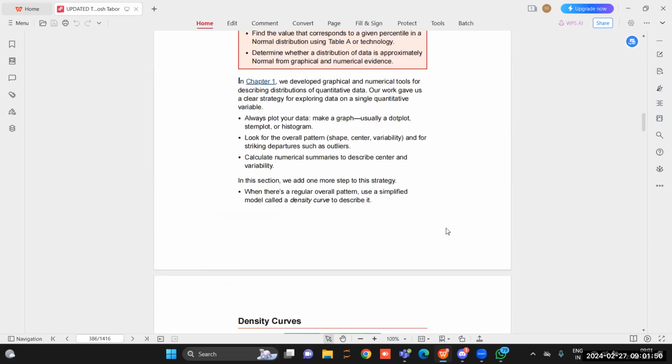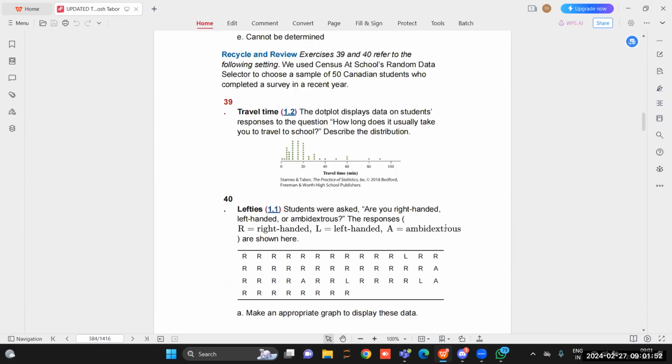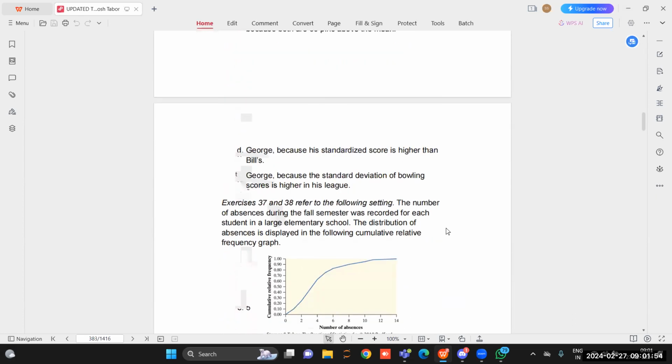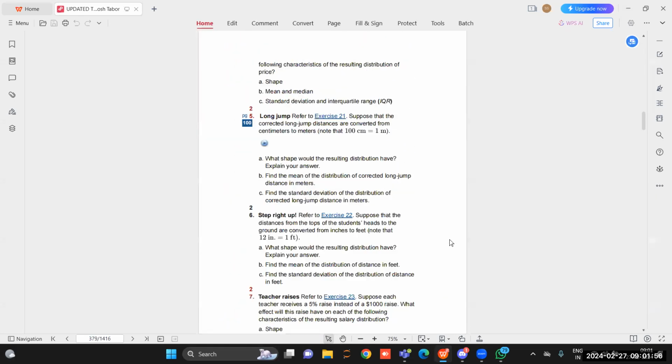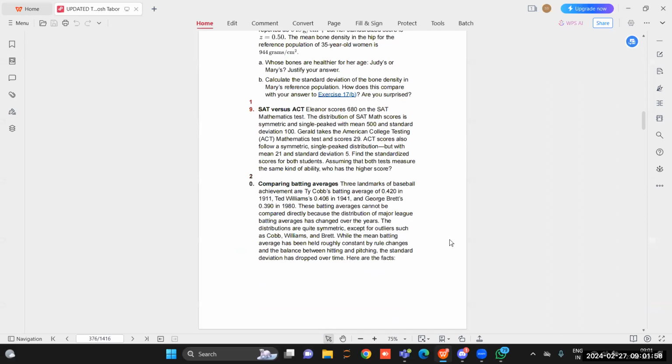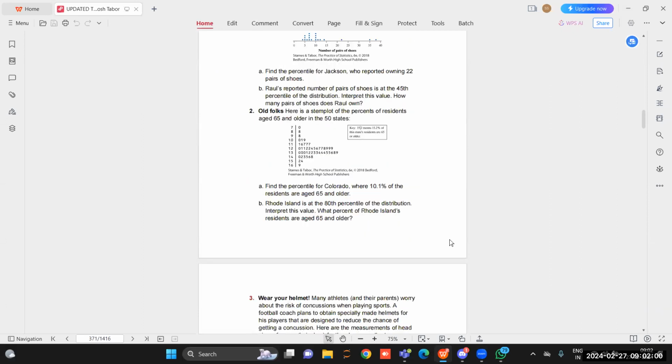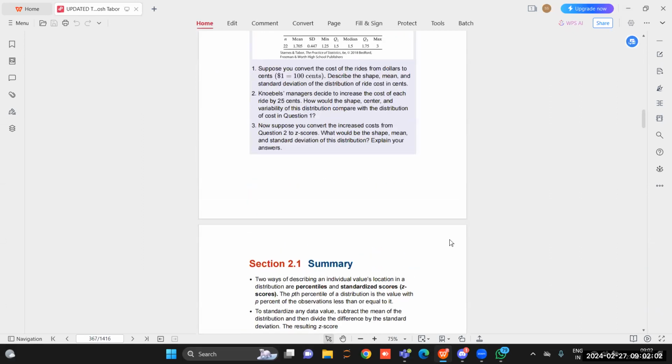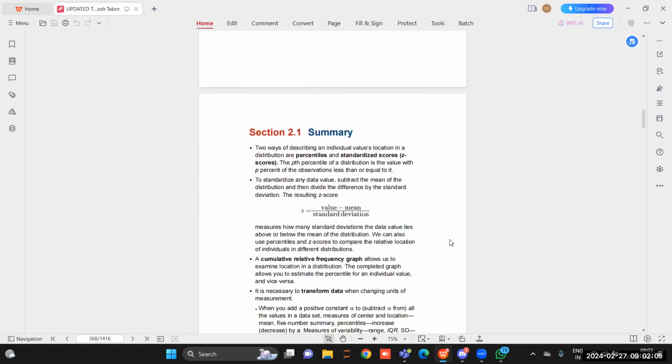So till where we have completed, I think we have seen 2.1. We have seen how to calculate the percentiles and standardized score, Z score.